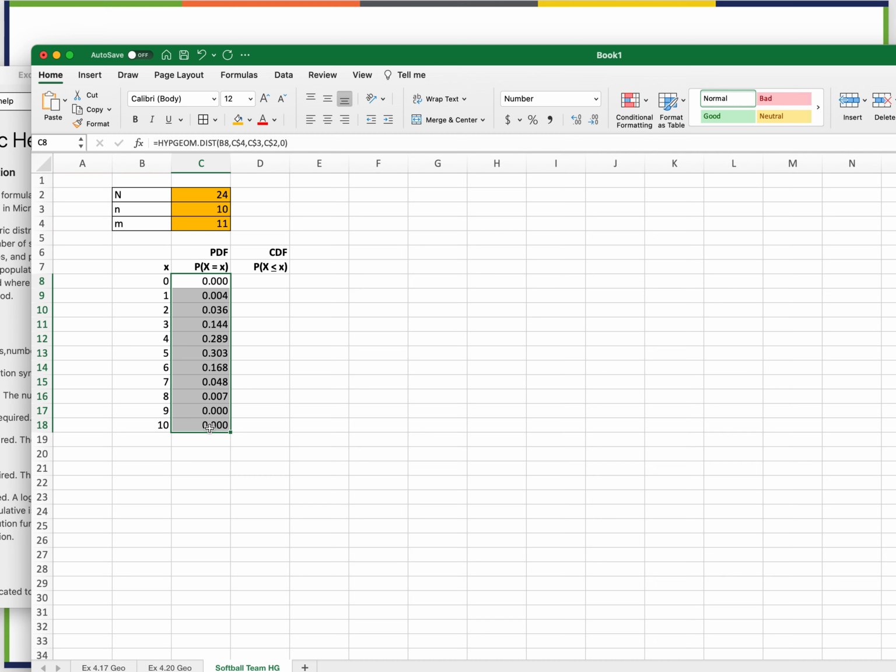And it adds up to 1. Now, how do I do the cumulative distribution? For me, rather than do that all again, I would just make that equal, and then I would do my trick where I say this is equal to the one above it plus the one next to it.